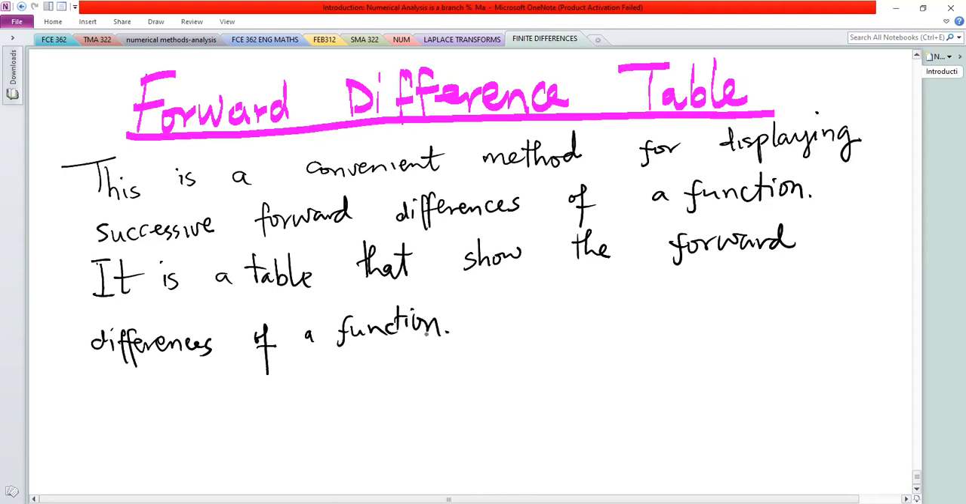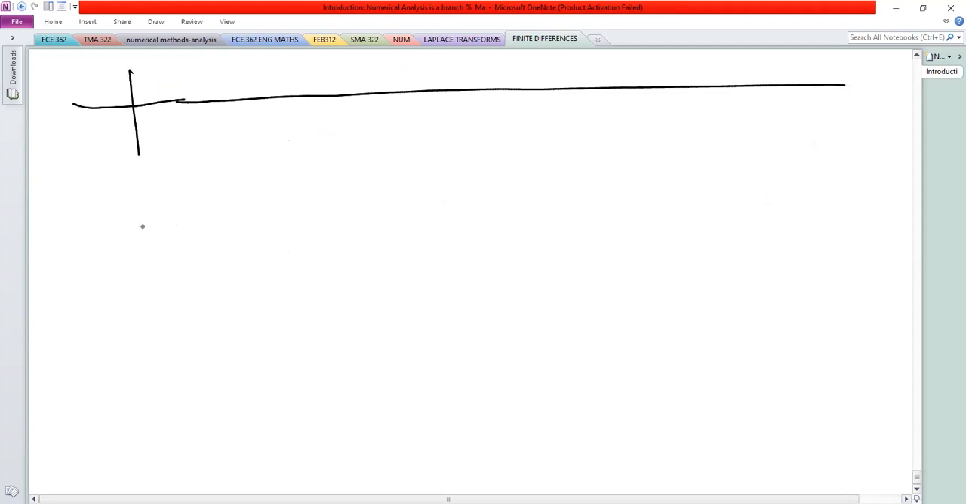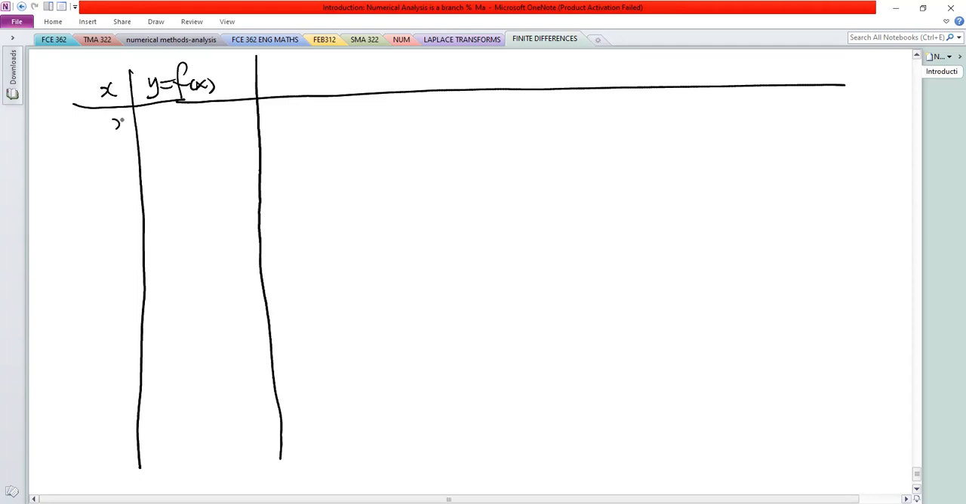So let's give the structure of how this table looks like. So draw, let this be the x values, this be y equals f of x. So you write here x1. Skip a line, write x2, skip a line, write x3, skip another one, write x4, x5, x6. And the value of the function at x1 is f of x1, so it can be written as f1, or some use y1, it's still okay.